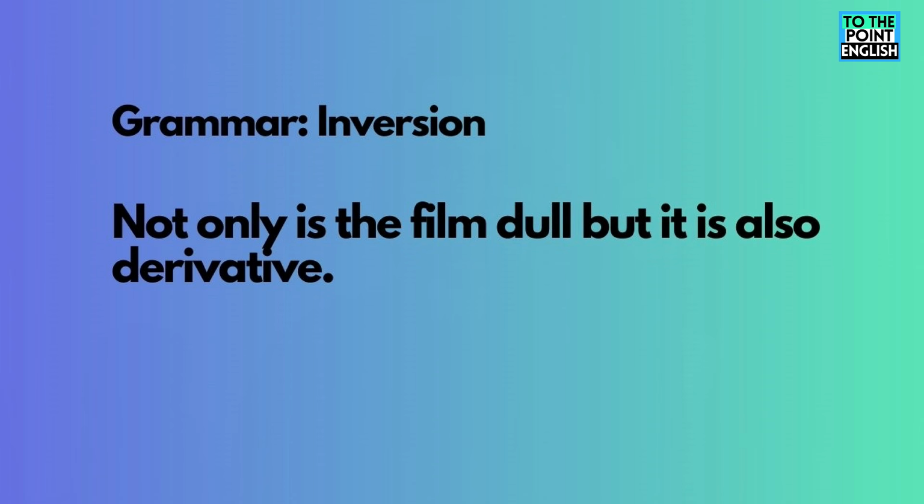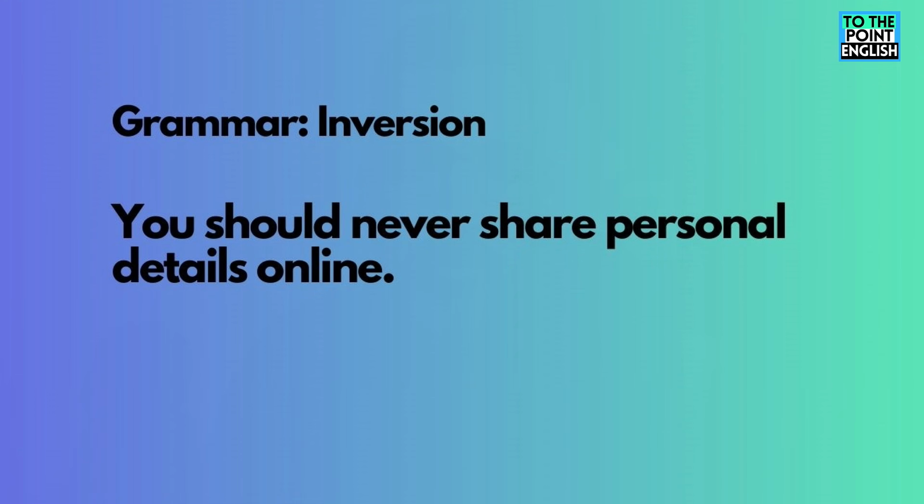Again, I made a video on this quite recently. If you've seen that video, you should know this grammar, you should be familiar with this. So it's the not only but also inversion structure. Here you can see we have the inversion in this part, is the film. So that's made quite a basic sentence into a really sophisticated sentence and grammatically more impressive. This would really impress the examiners in an English exam, but also we use it in real English, in real life. Another example of inversion: you should never share personal details online.